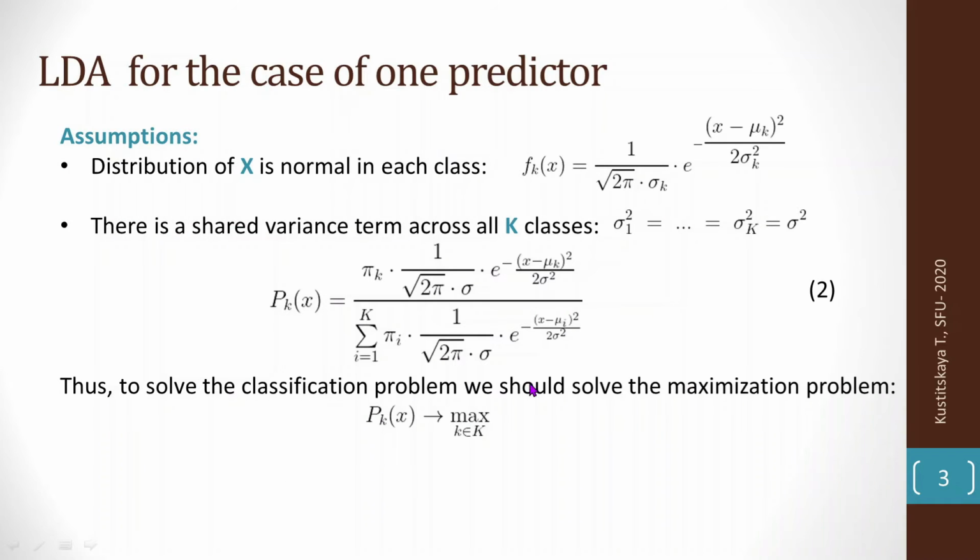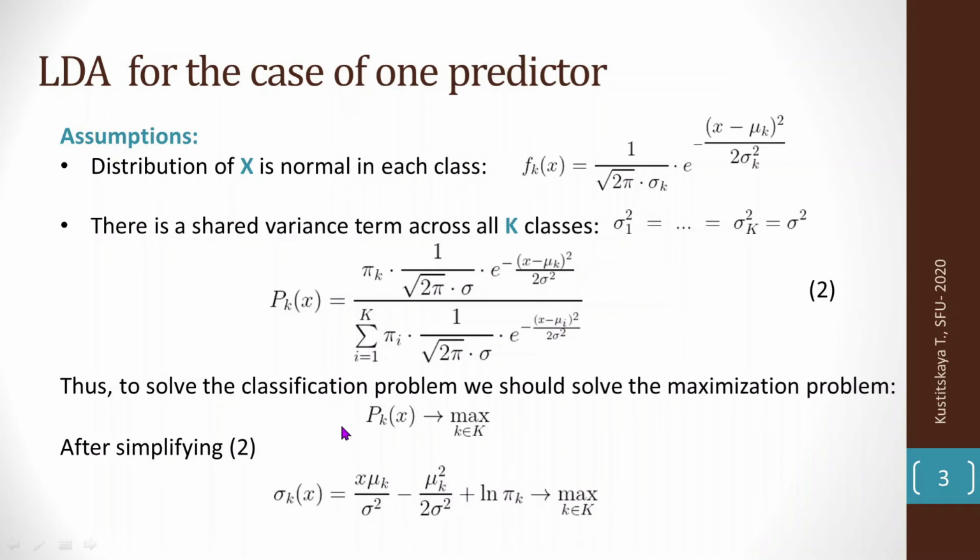After simplifying formula 2, we've got an expression sigma k of x, which we need to maximize among all the classes to get the class with the largest probability. And this will be the solution of our classification problem.